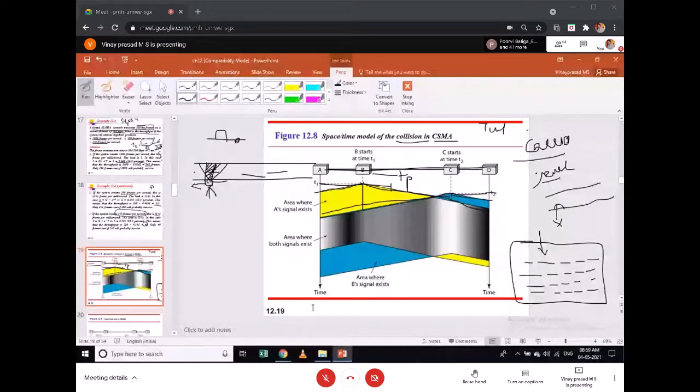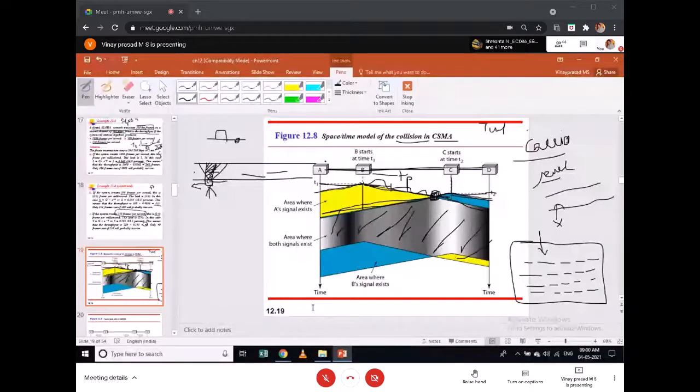Okay, so before this frame's signal reaches station C, if station C senses the channel, it would come to know it is free. Then it will also transmit its data. At this point, it is actually involved in a collision. This is the area where the B signal exists, and this is the area where both signals collide with each other, where stations B and C are involved in collision.